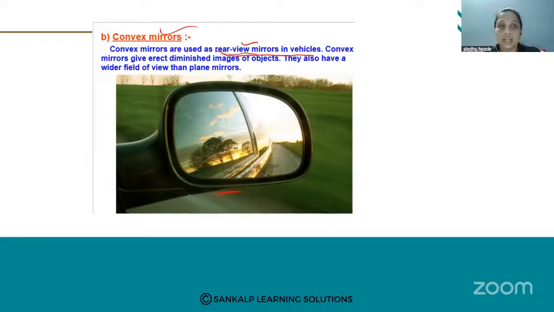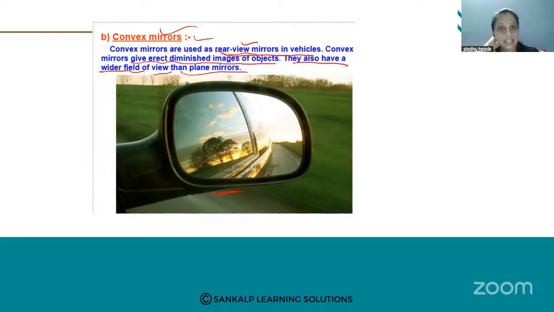Okay. See, convex mirrors give erect, diminished images of the object. We already learned about this concept, right? Convex mirrors give erect, diminished images of the object. They also have a wider field of view. This is important. See, this gives a wider field of view than plane mirrors. That's why we prefer which type of mirror here? Convex mirrors. Okay. These are all the uses of convex mirrors.